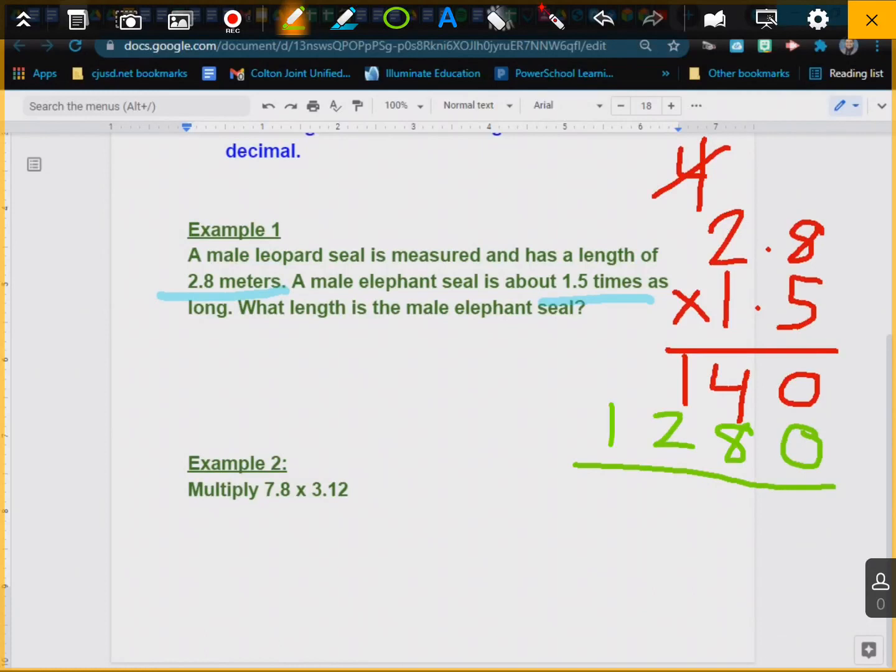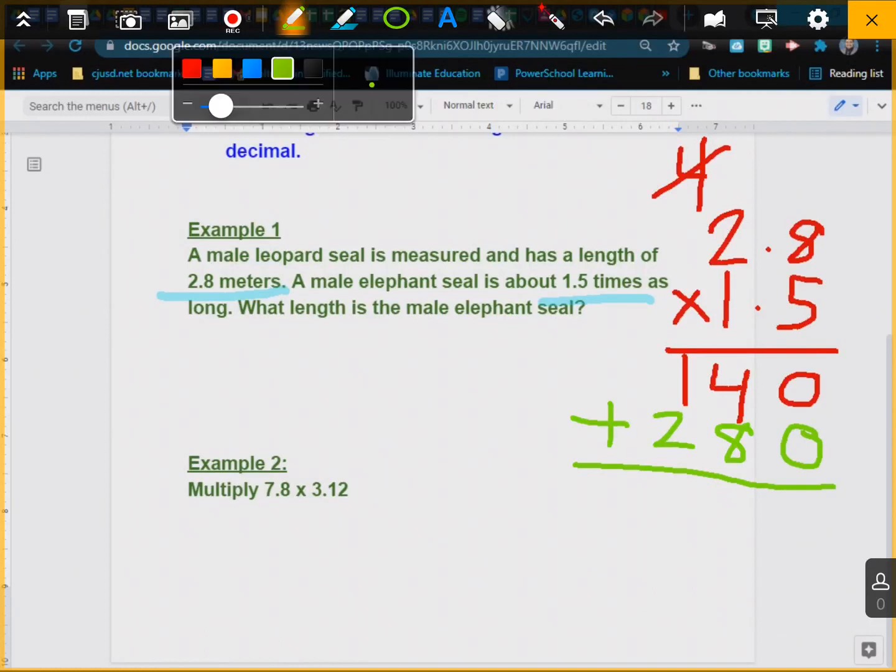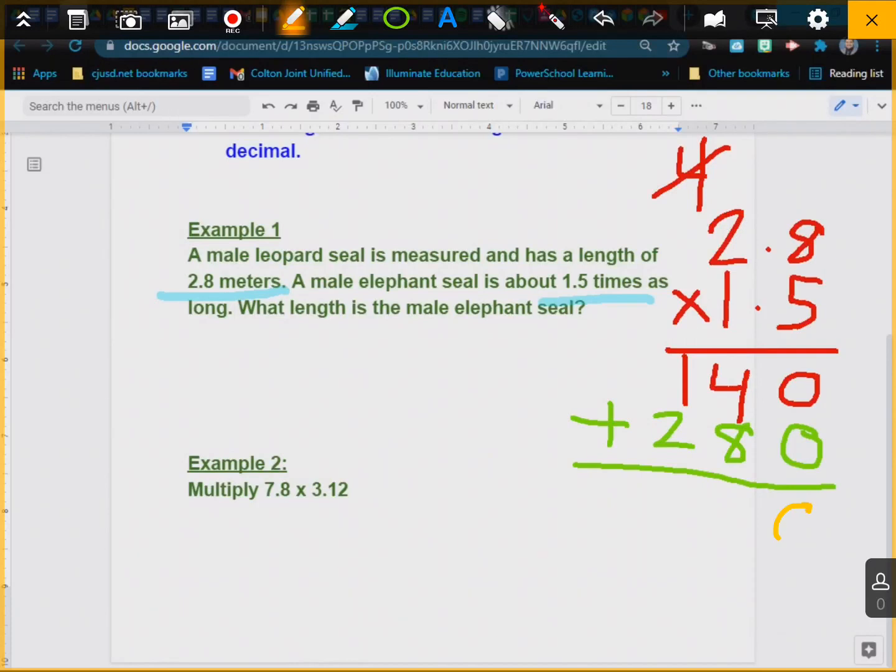Now I add these partial products. 0 plus 0 is 0. 4 plus 8 is 12. Carry the 1. 1 plus 1 is 2, plus 2 is 4. 420 is my answer.